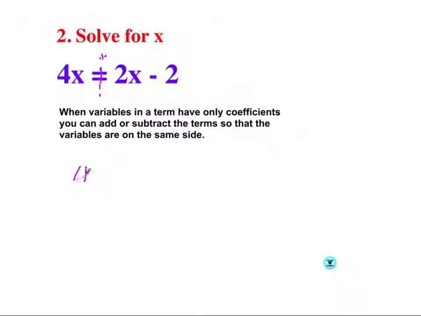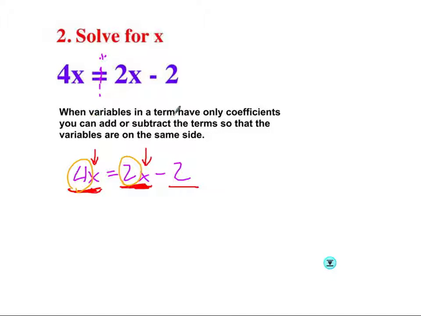So let's take a look at this, for example. 4x equals 2x minus 2. First thing I want to do here is point out the different terms. So I have one term here, another term here, and 3 terms in total. Now, the variable that we're talking about here is x. Now, notice that the terms that contain the variable x, they only have coefficients. So here the coefficient is 4, and here the coefficient is 2.